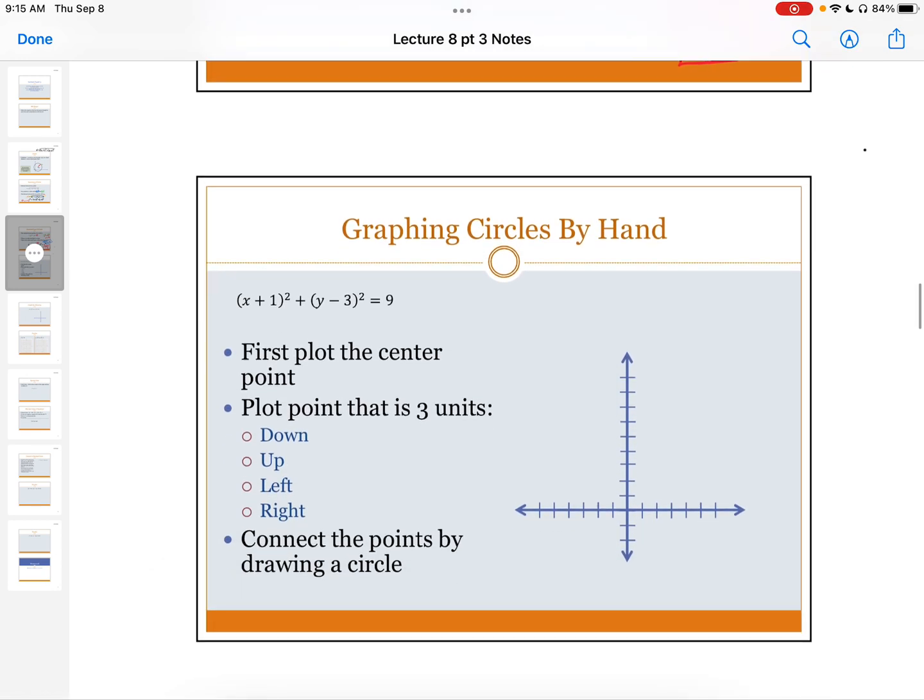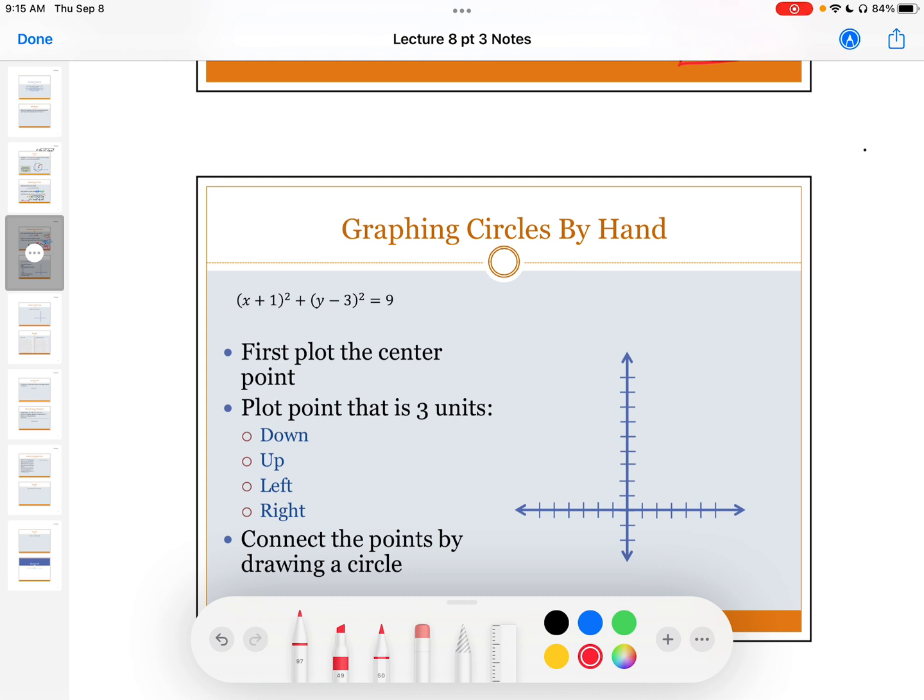So if I scroll down here, I've got x plus 1 squared plus y minus 3 squared equals 9. The first thing you need to do when you're going to graph this is plot the center of the circle. I've got x plus 1. Remember, that's x minus negative 1 squared plus y minus 3 squared. So the center of the circle is at negative 1, positive 3, because the center is just those numbers there. So I'm going to go to the left 1 and then up 3. There is the center of my circle.